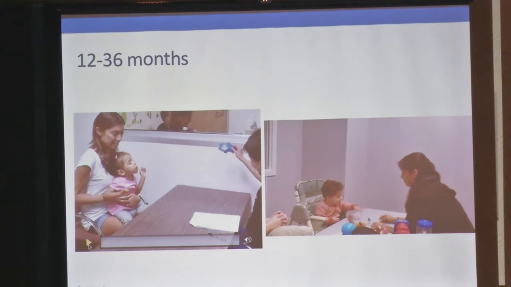So these are two kids, and both of these have isodicentric duplications.